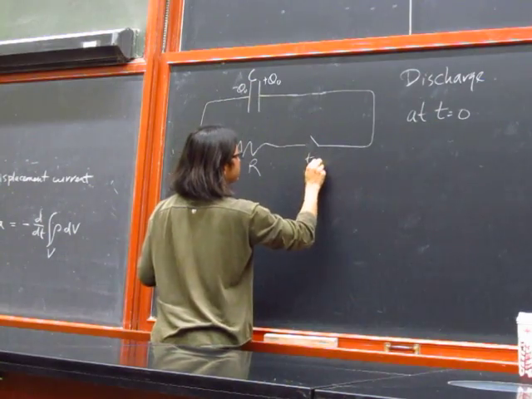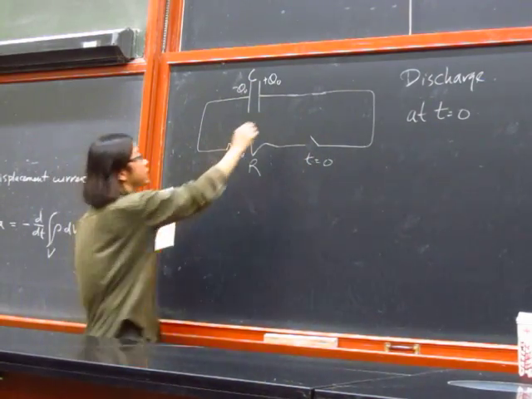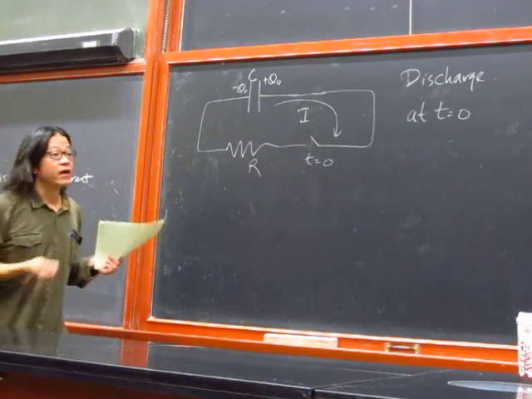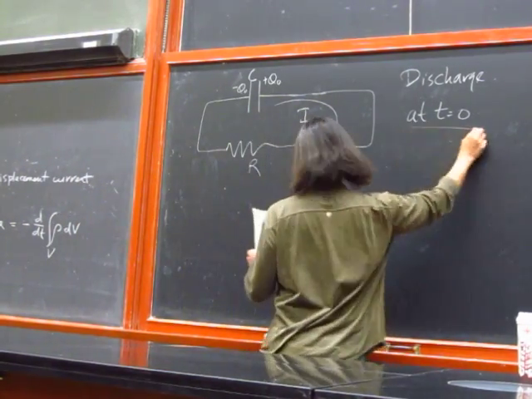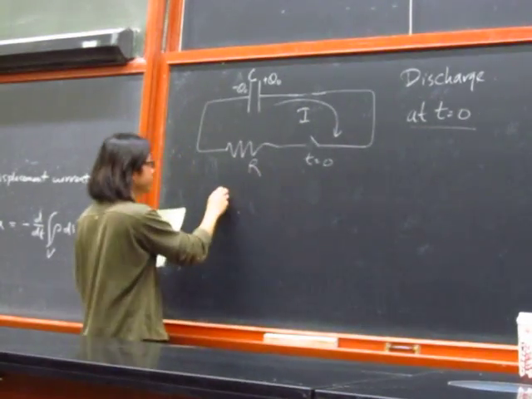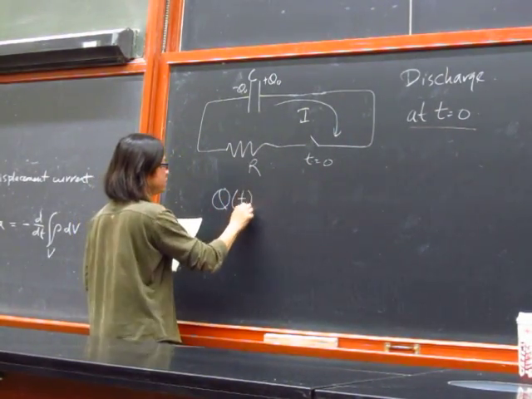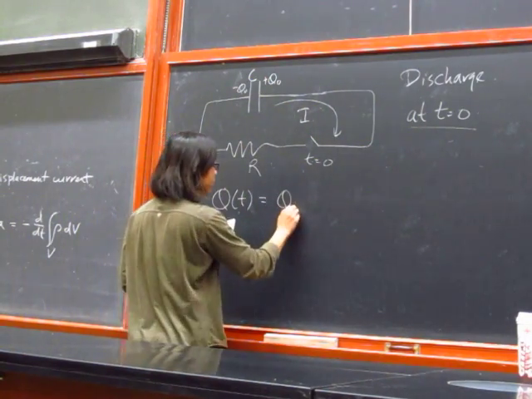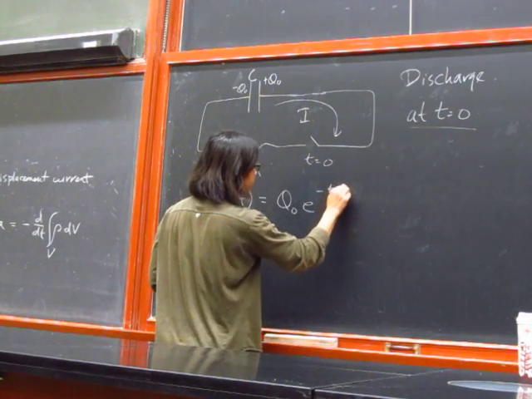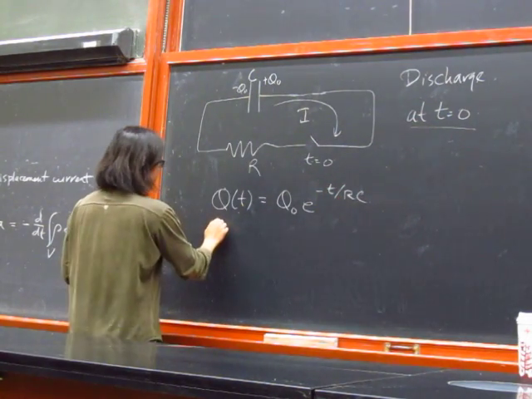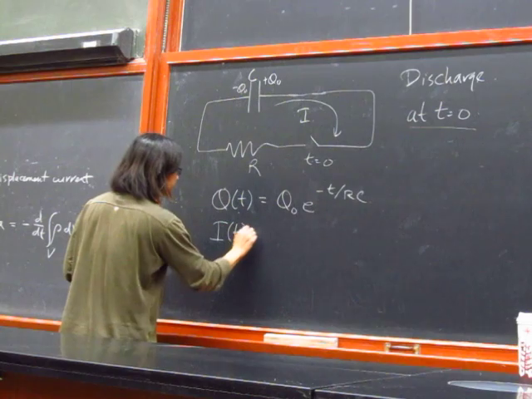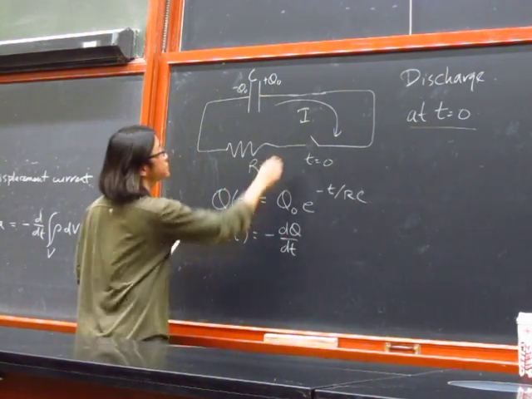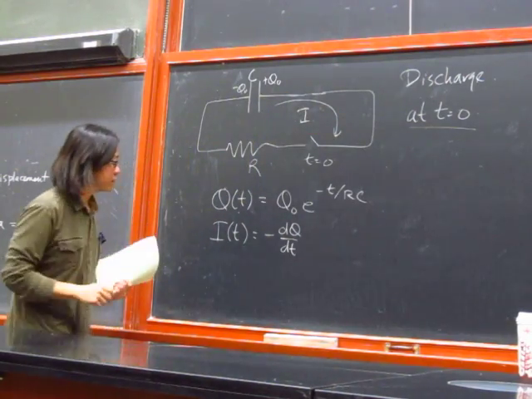At time equal to 0, you close the switch, right? So current flows. And you remember from chapter 4, what happened here? Discharge is such that if you solve the differential equation with the Kirchhoff law, you find that Q is equal to Q naught e to the minus t over RC, right? And then current I, as a function of time, is minus dQ/dt, right? Minus because of the direction of the current defined.